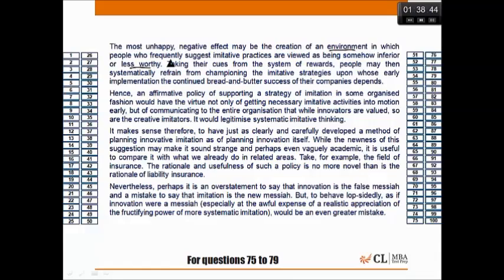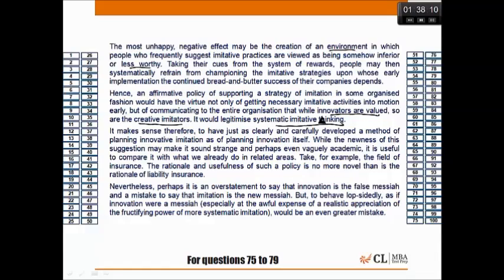Okay, taking the cues on the system of rewards, people may then systematically refrain from championing the imitative strategies upon those early implementation. The continuous bread and butter success of the companies depends. Hence, an affirmative policy of supporting a strategy of imitation in some organized fashion would have the virtue not only of getting necessary imitative activities into motion early, but of communicating to the entire organization that while innovators are valued, so are creative imitators. So he said he needs both. Okay. It would legitimize systematic imitative thinking.